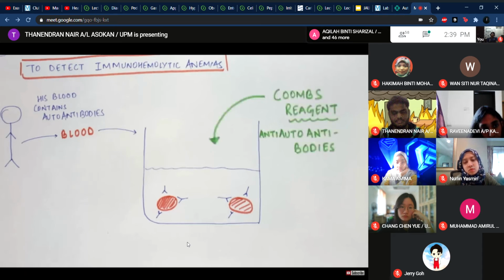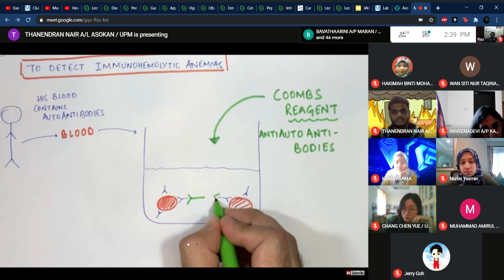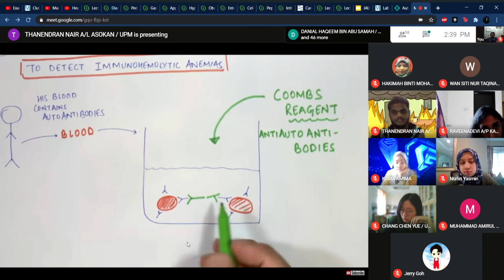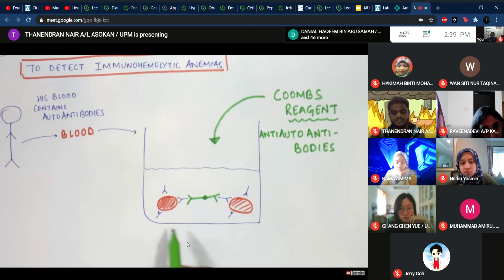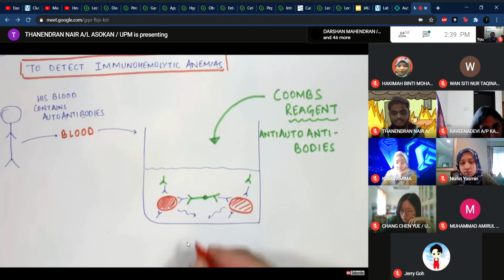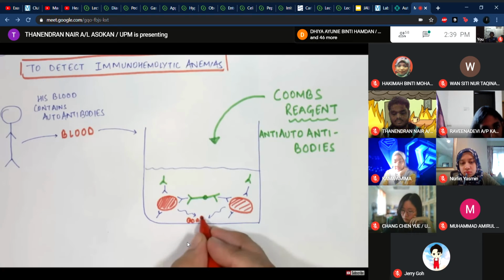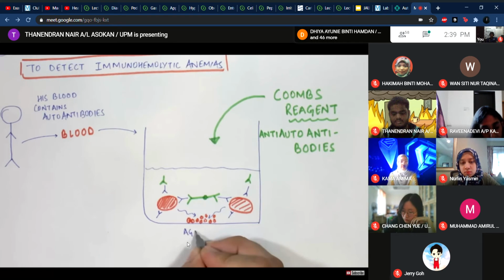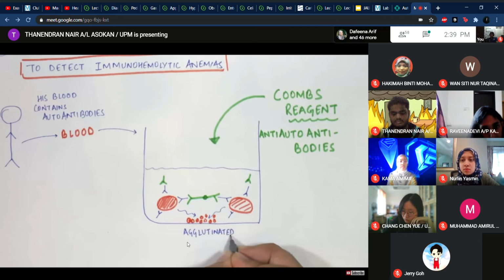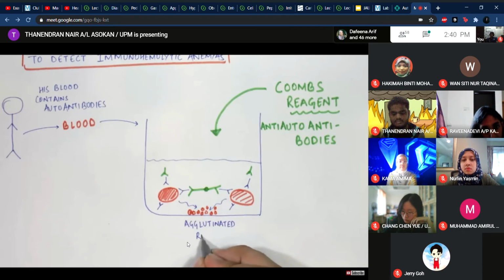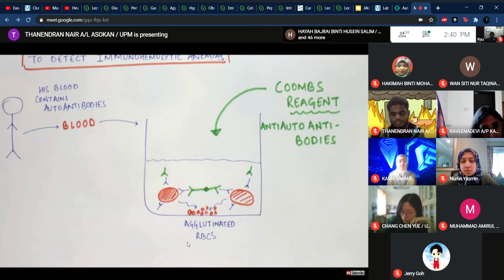So what we do next is we add the Coombs reagent, which has these anti-autoantibodies or the green antibodies, into this blood sample. Now since these green antibodies are directed against these blue antibodies, when they react, they cause the attachment of these blue antibodies. And since in turn these blue antibodies are bound to the RBCs, it forms an agglutinated mass of the RBCs at the bottom of the test tube or the beaker. So here is the agglutinated mass of the RBCs, and this is a visible reaction which confirms the presence of autoantibodies in the blood sample.